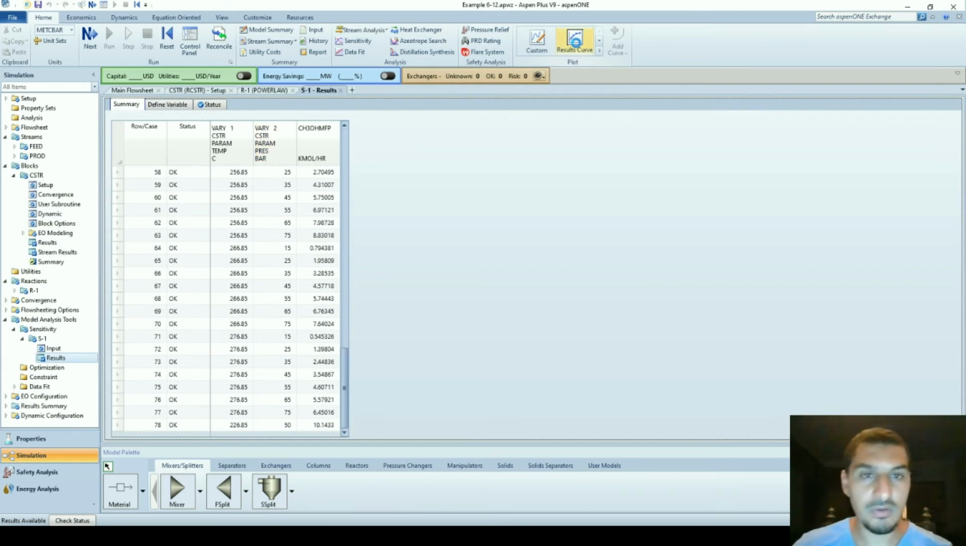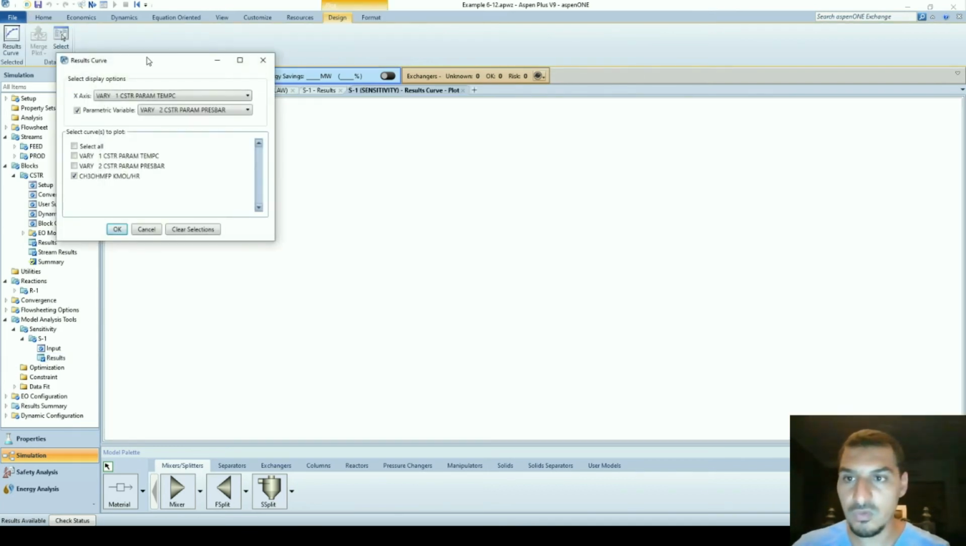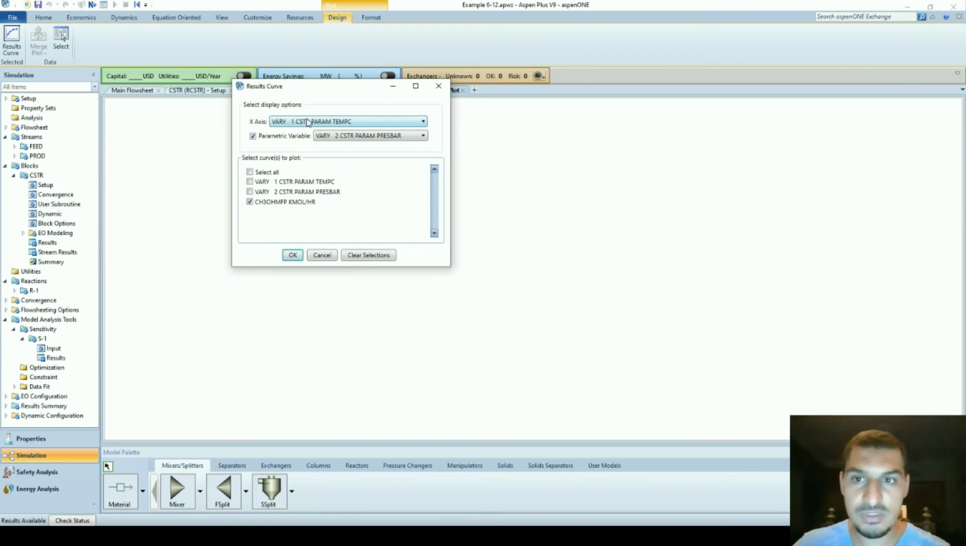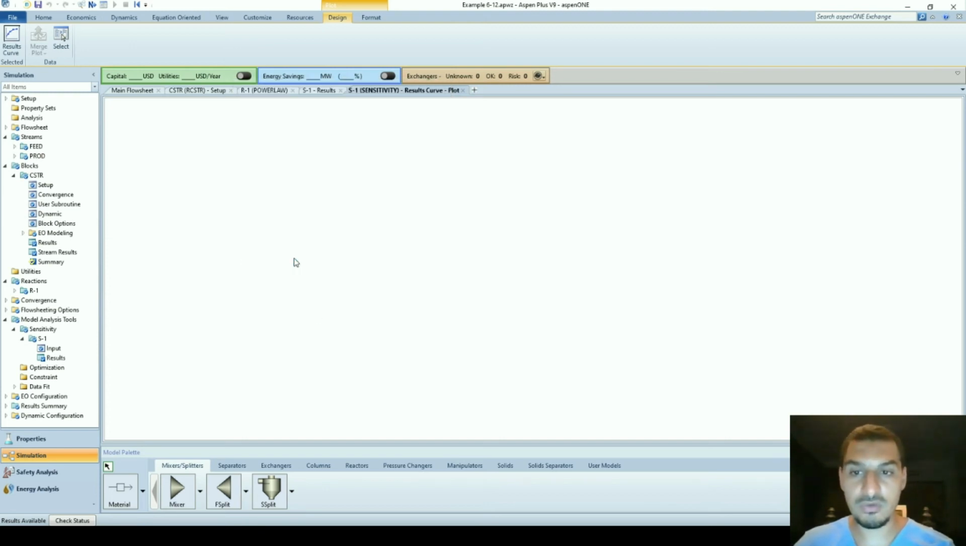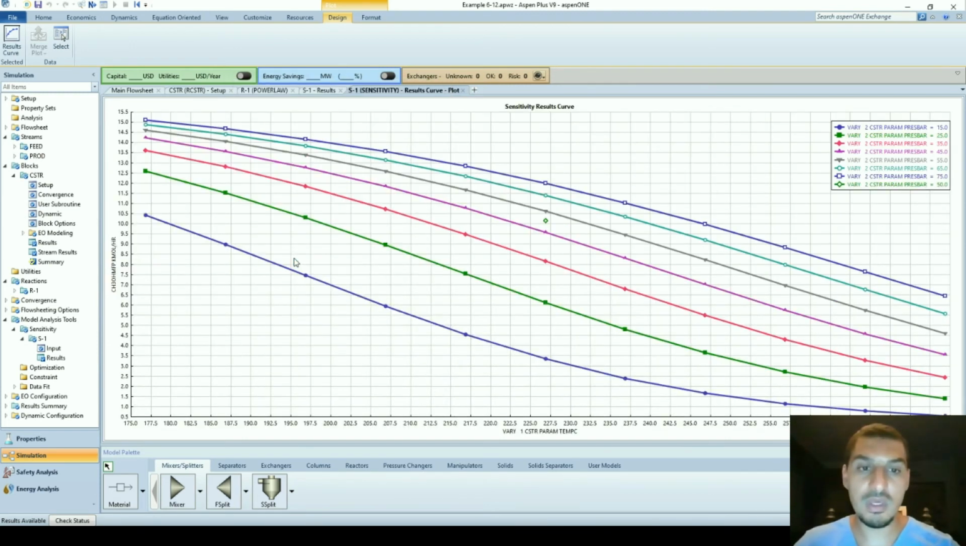So when I click on the results curve, it gives me this window that is giving me some options. The first is how can I display the two variables? One of them can be put as the x-axis parameter, and the second is what's called the parametric variable. So I'm going to keep it as it is, and I'm going to show you in a minute what I mean by this parametric variable. And the curves to plot is going to be the methanol production, or methanol in the product.